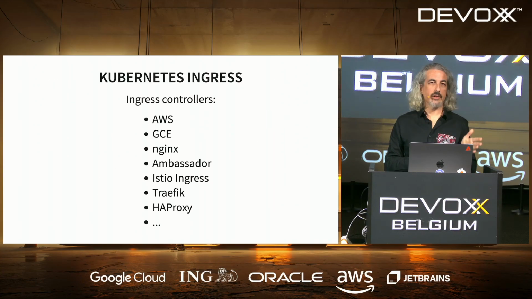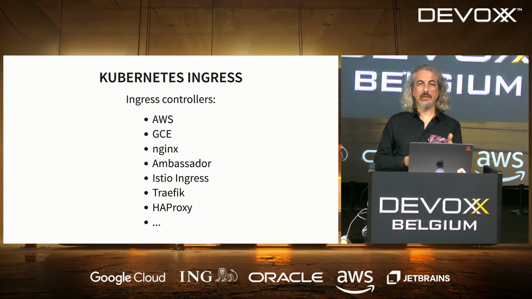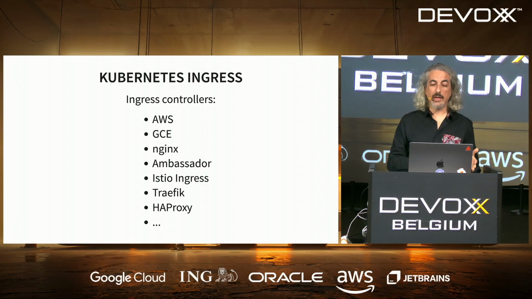You have a bunch of ingress controllers. Every cloud provider has their own, like AWS, GCE, and then you can have open source ones that are based on Nginx. Ambassador is based on Envoy. Istio, which is a service mesh, also has their own ingress, HA proxy, and so on. So you can choose whatever one you want, whatever one works best for you.